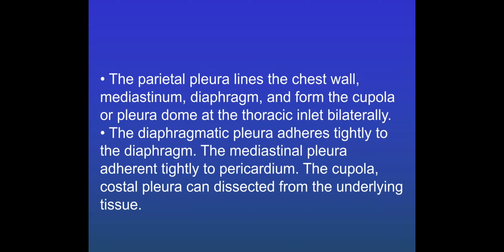The diaphragmatic pleura adheres tightly to the diaphragm. The mediastinal pleura adheres tightly to the pericardium. The costal pleura, which lines the ribs, we can dissect from the underlying tissue, and sometimes we need to do pleurectomy in some operations, to allow adhesion between the lung and chest wall to prevent recurrence of effusion or collection of air or fluid.